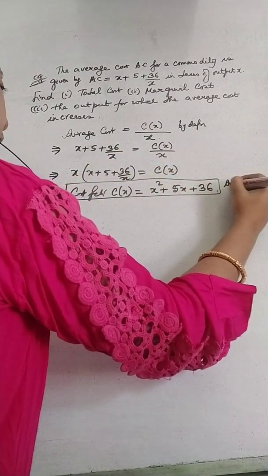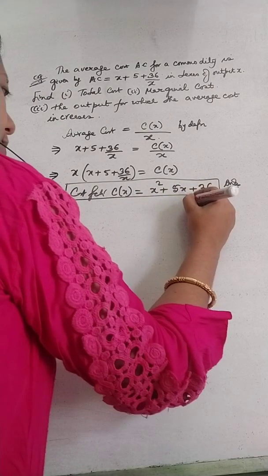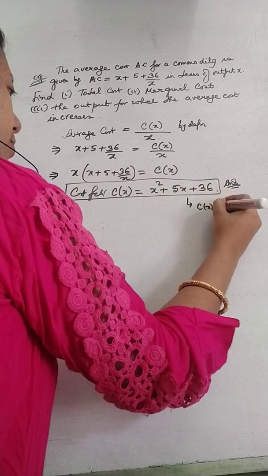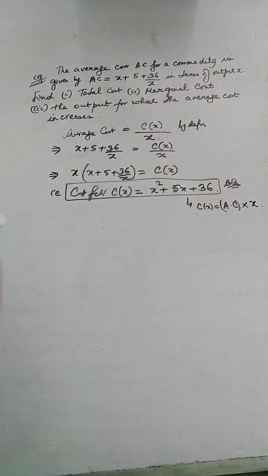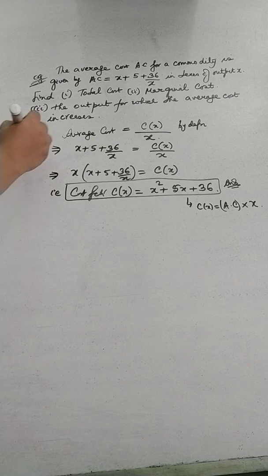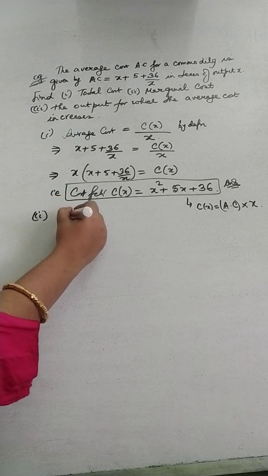So basically from average cost, how will you get C(x)? If you have noted, C(x) is equal to AC multiplied with x, because C(x) by x is AC, so C(x) is AC into x, cross multiplication. Anyway, so next comes subpart 2. This is your subpart 1. Subpart 2 is marginal cost. Marginal cost, how do we get it?